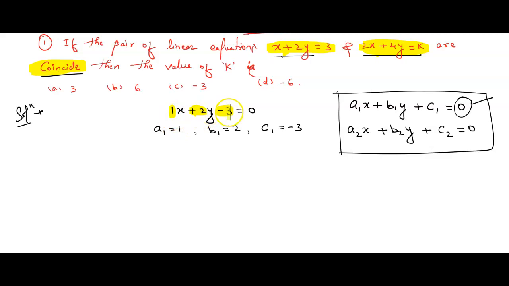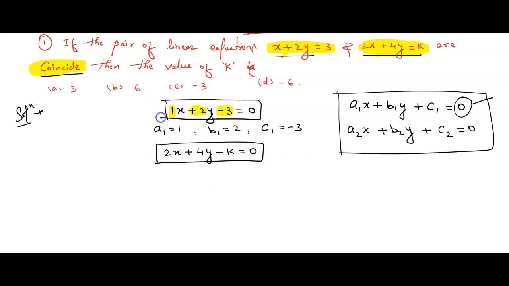A1, B1, C1. Understood? Similarly, the second equation: 2x plus 4y plus k, which comes to the LHS and becomes minus k, equals 0. So this is our standard equation. Here, A2 is plus 2, B2 is plus 4, and C2 is minus k.